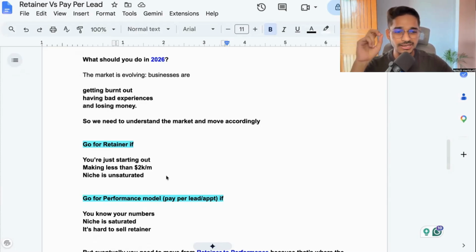Okay. Second, if you're making less than $2,000 to $3,000, don't go with the performance model because you do not have the financial capacity to handle that back end process.